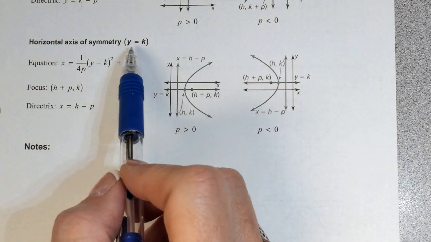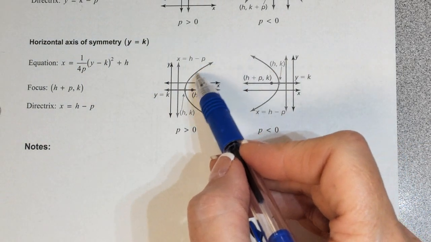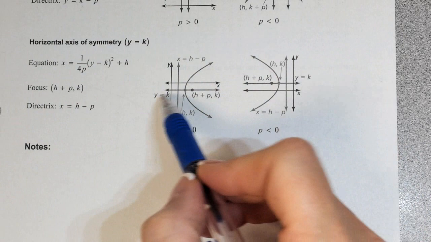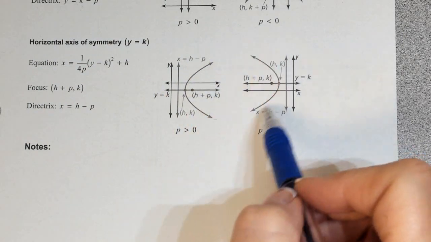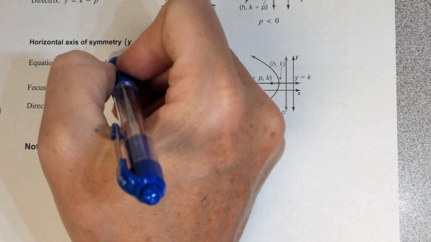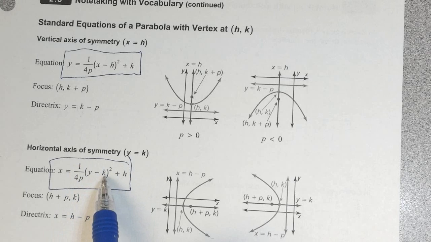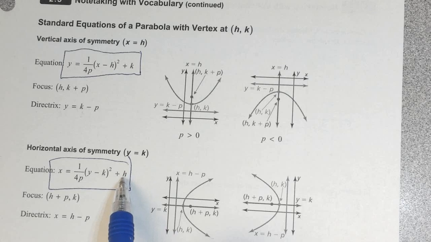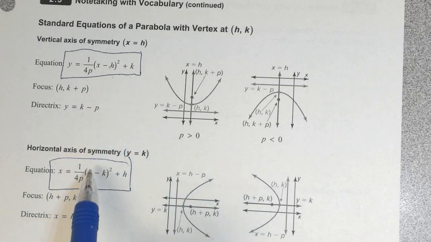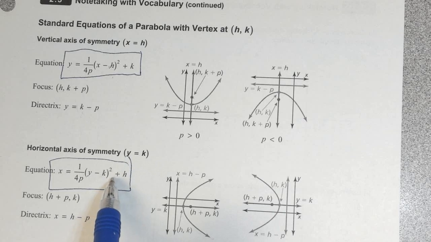So let's now look if we have a horizontal axis of symmetry. So a horizontal axis of symmetry right there. This is when we open to the right or open to the left. Look at the difference. This is now going to be x equals 1 over 4p y squared. But that vertex, the k value, that's going to be the y coordinate of the vertex. And this h value is going to be the x coordinate of the vertex. So it's really the same formula. It's just that y has to go with y, and now the x goes on the outside. That's different. We've never had that before.